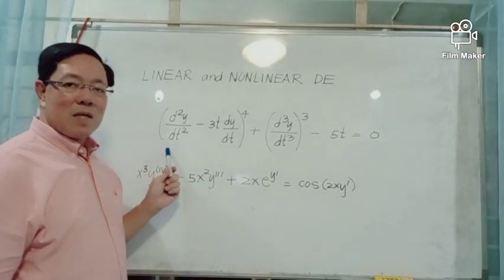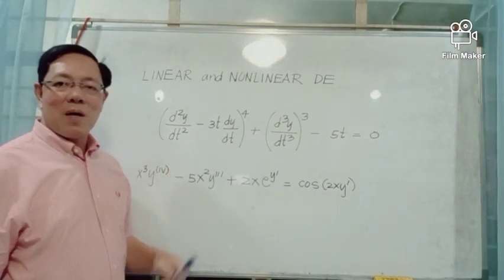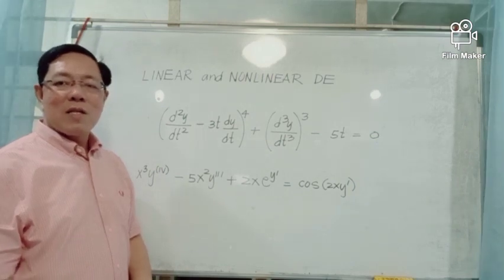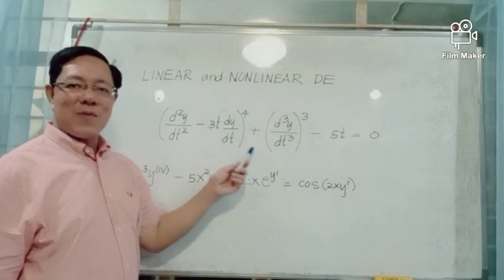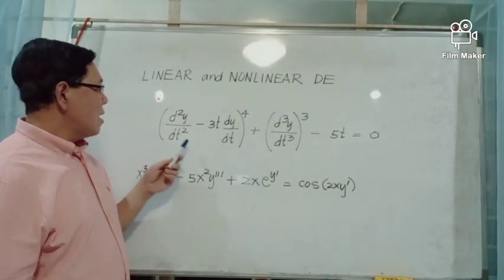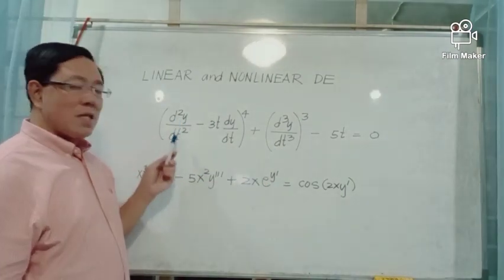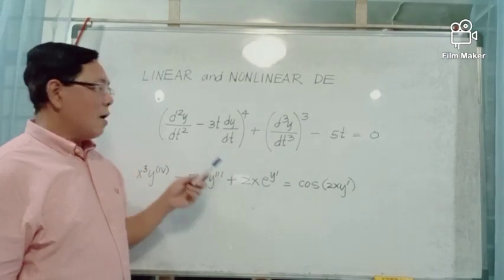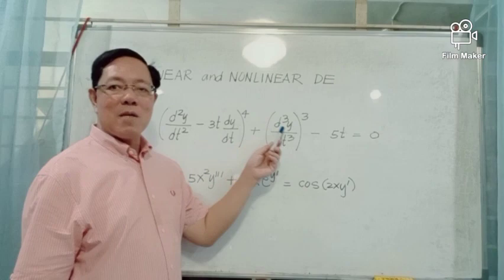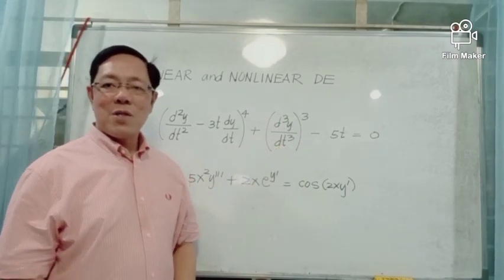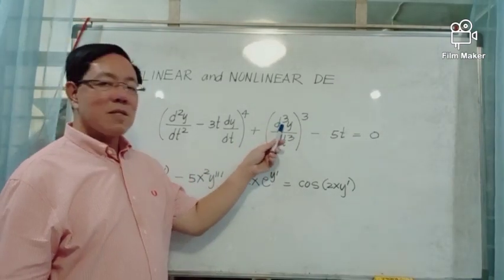The order of this differential equation is given by the order or differential coefficient of the highest order derivative that appears in this differential equation. The derivatives of y that appear in this equation are the second derivative of y, first derivative of y, and third derivative of y. And the order of the highest derivative is 3.